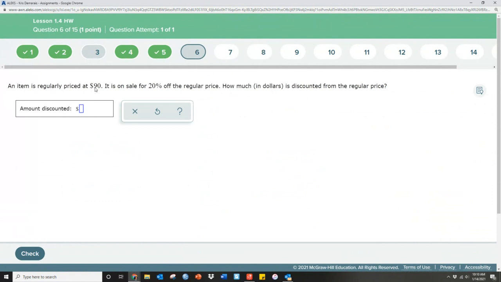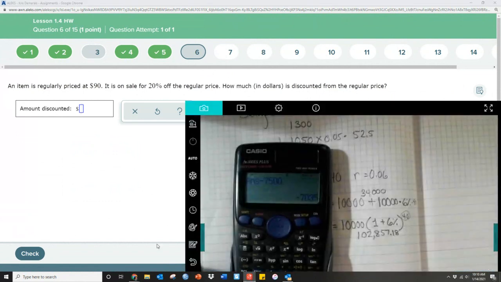An item is regularly priced at $90. It is on sale for 20% off. How much is it discounted from the regular price? So this one is just a matter of how much is discounted: 90 times the percentage that we're looking at. So it's discounted by $18.